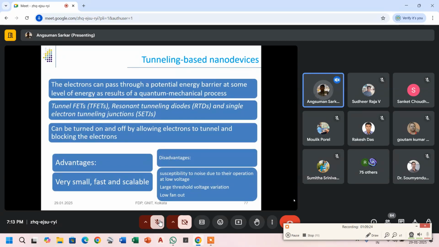There is also large threshold voltage variation, so device variability plays a huge role in this case, and they are very susceptible to noise, particularly at low voltage. These are the problems of tunneling-based nano devices, and that's why no company around the world is using these technologies. They are all considered emerging nanoscale technology. Nobody has used them commercially.